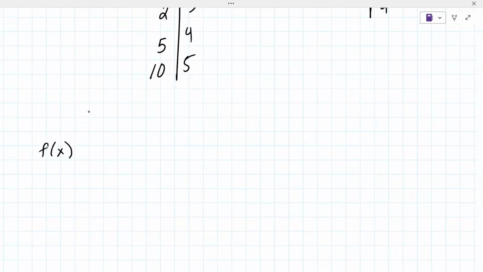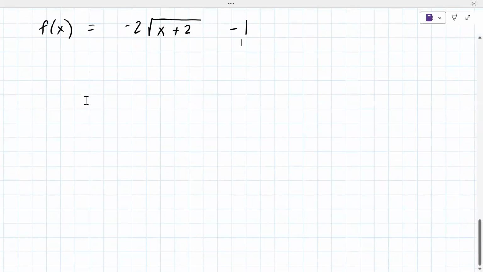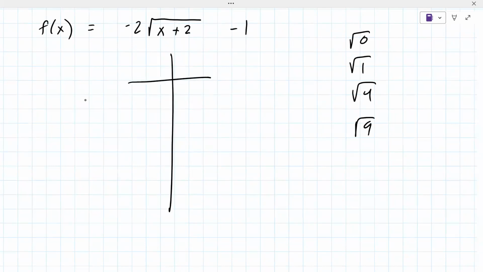So this one, let's go -2 square root x, no, +2. Let's go +2 this time, -1. And then again, it's always good to go off to the side here and remind yourself, what can I actually take the square root of? So what x value gets you to 0? -2. -2, good. -1, this is 2, and this is 7.